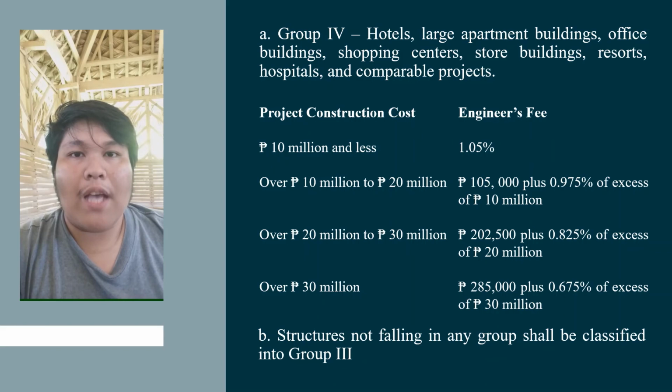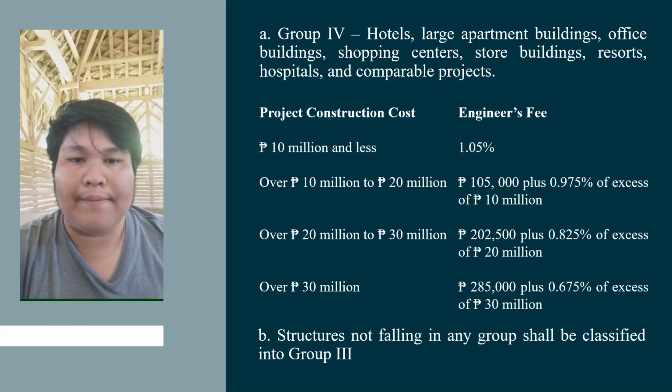And B, structures not falling in any group shall be classified into Group 3, or ang magiging fee niya is doon ibibase. Also under Group 4, the professional and prime civil engineers can get the same minimum fee if they work on the projects listed in this group.